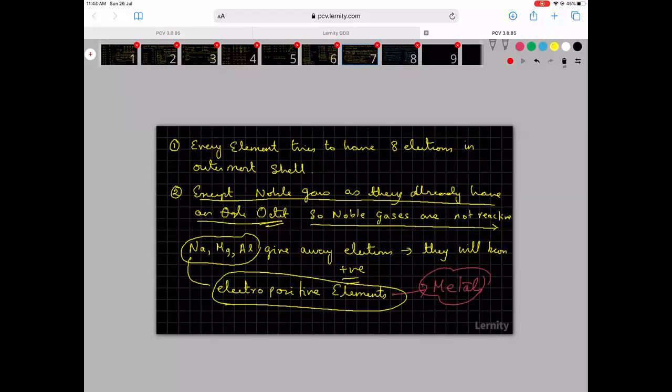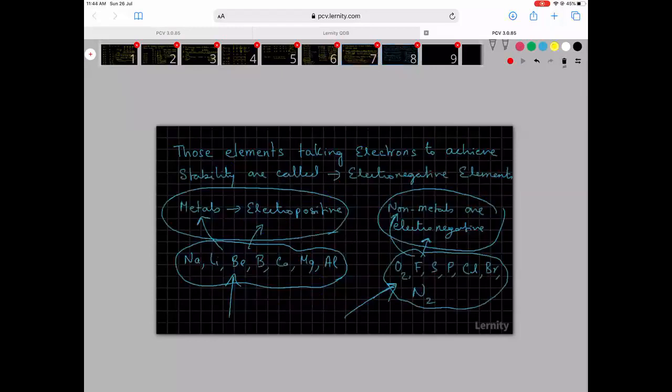So 6 I showed you, 7 I showed you, here is 8. Those elements taking electrons to achieve stability are called electronegative elements. So here are examples of a few electronegative elements. Electronegative elements are also referred to as non-metals. Electropositive elements are referred to as metals. So these are metals and these are non-metals.